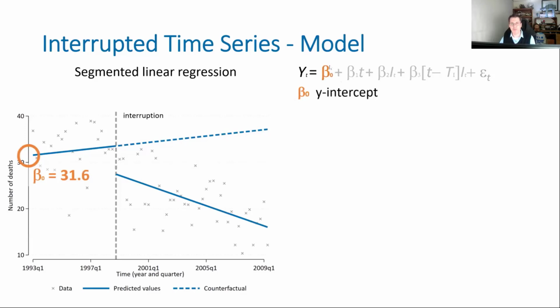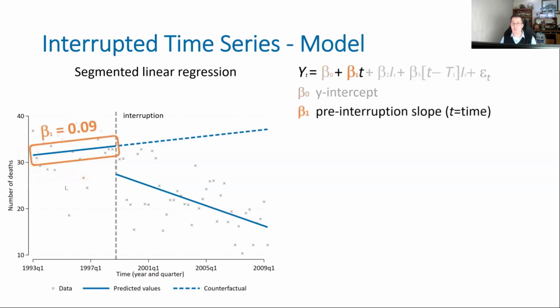So here we start off with a beta naught, and that's just our y-intercept. And you can see here that when the data started on the very beginning of that trend, our number of deaths was about 31.6 per quarter. It was trending slightly upwards, and our beta 1 parameter multiplied by the time since we started measuring tells us the slope in this pre-interruption phase. And here we can see it's 0.09, very slightly upwards.